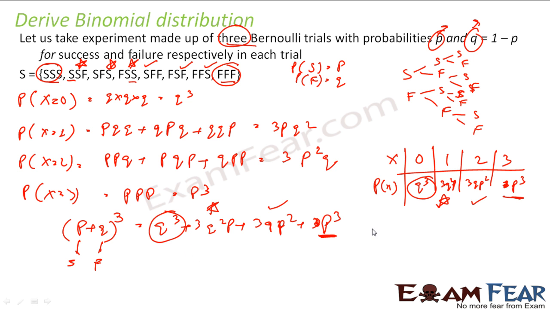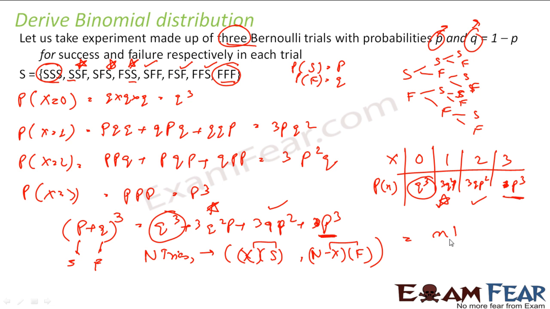so let's assume that there are n trials, and out of these n trials you get, let's suppose, x successes, so you'll get n minus x failures, right? If you get x successes, you'll get n minus x failures because total is n trials, right? So it can be obtained, if you see, as n permutation by x permutation, n minus x permutations. So you can solve this also if you want.